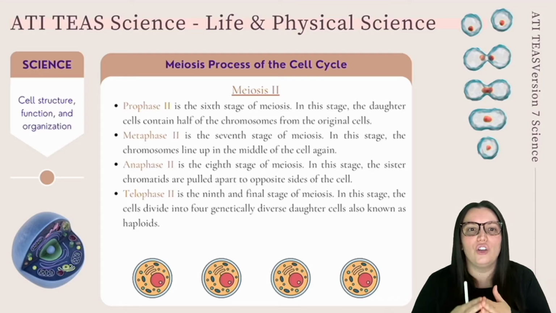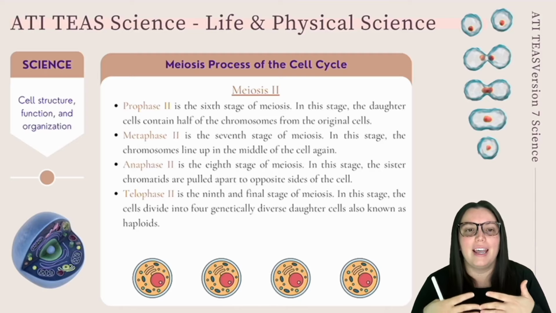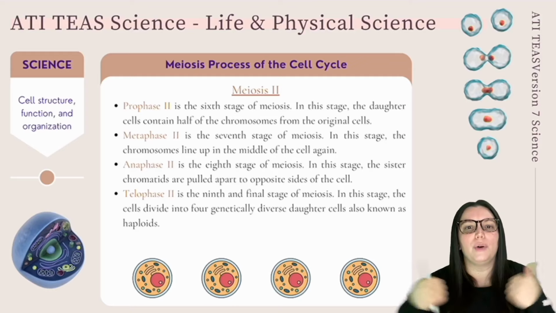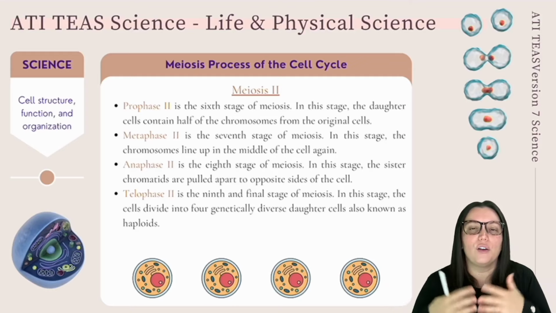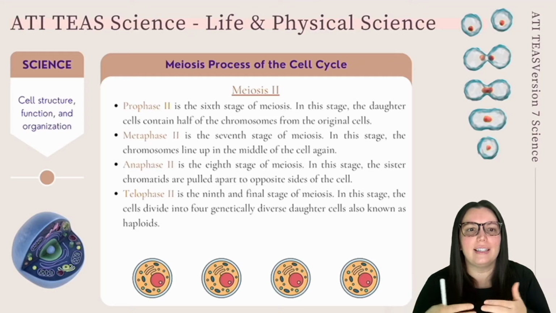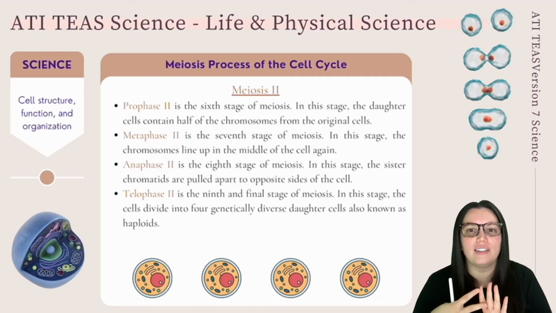In metaphase two, the seventh stage of meiosis, the chromosomes then begin to line up in the middle of the cell again. In anaphase two, that eighth stage, the sister chromatids are then pulled apart to opposite sides of the cell. And then lastly, in our final and ninth stage, this is when the cells divide into those four genetically diverse daughter cells, also known as haploids.